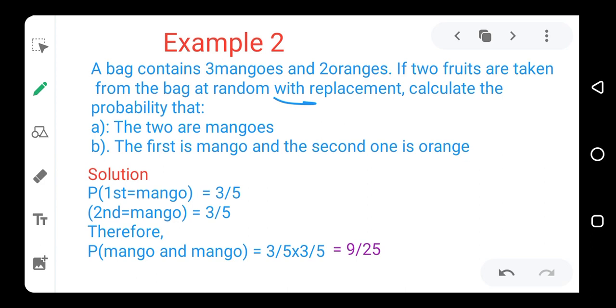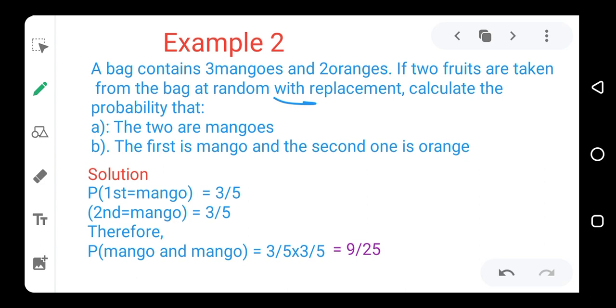For the question A, the probability of picking 2 mangoes. Now, the first time we are picking the mango, we have 3 mangoes and 2 oranges. That means sample space is 5. That is now the total number of mango over the total number of fruits, which is 3 over 5.